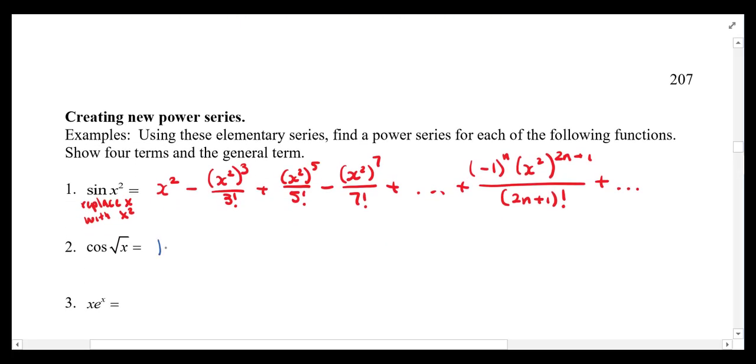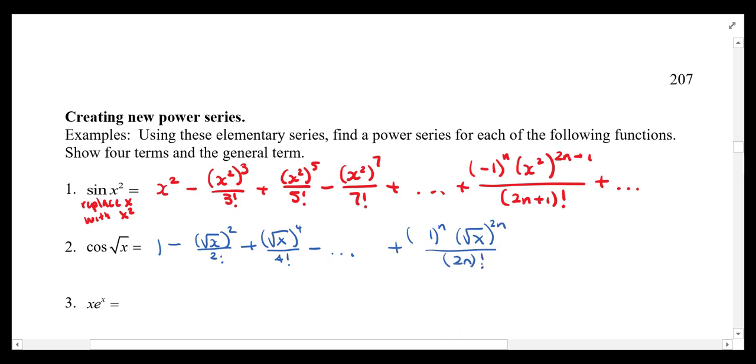So here we go. 1 take away, it used to be x squared. Now it's root x all squared. Used to be x to the power of 4. Now it's root x to the power of 4. And so on and so forth, right? Dot, dot, dot. Don't forget plus, and it's negative 1 to the power of n. And it now be root x to the power of 2n all over 2n factorial.